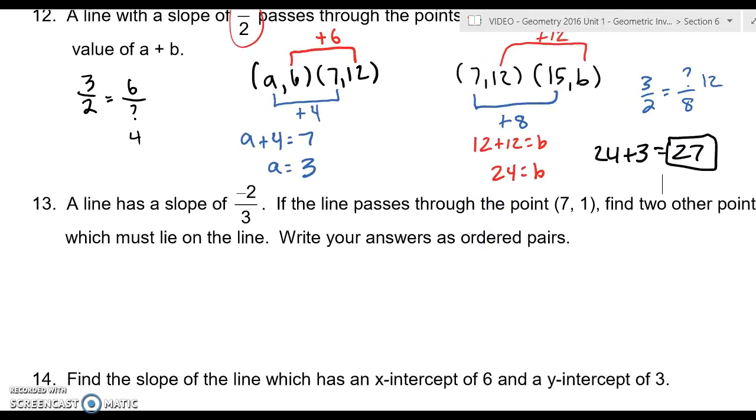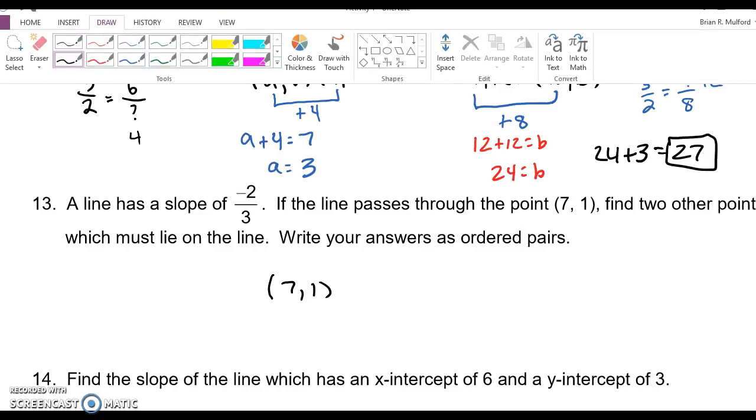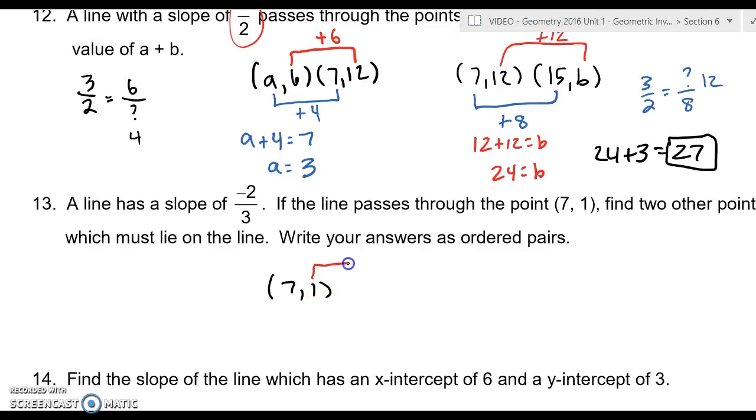13, we have a point, 7 comma 1, and we want to find two other points that must lie on the line. And they can really be any points as long as they're actually on that line, so there's a lot of different possibilities for this one. We're going to start with the point 7 comma 1. The slope of negative 2/3 means I'm going to have a change of negative 2 in the y, so I'm going to do this here, negative 2 for every plus 3 in the x. So when I take 7 plus 3, I get 10. And when I take 1 minus 2, I get negative 1. So there's 1 point that would be on that line.